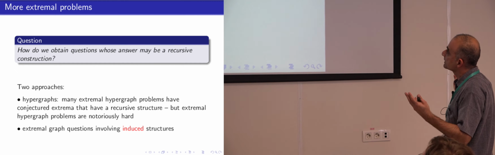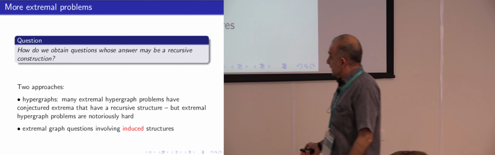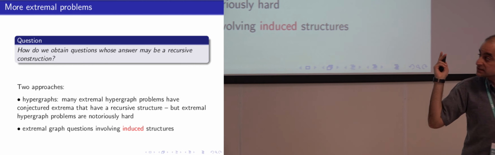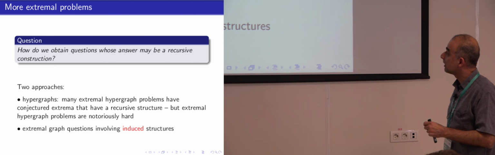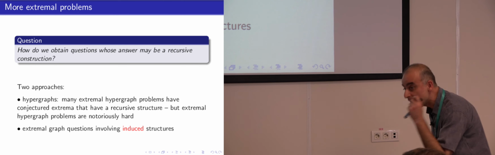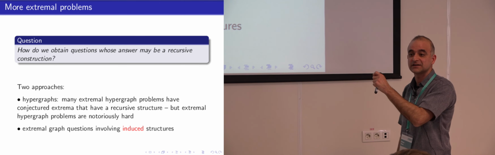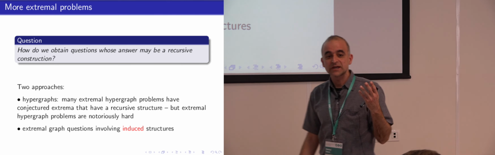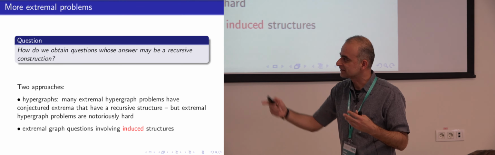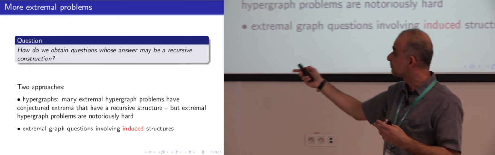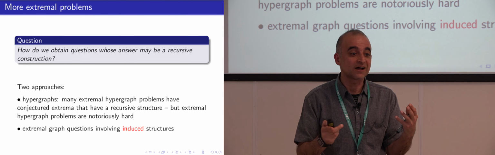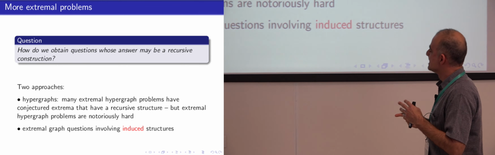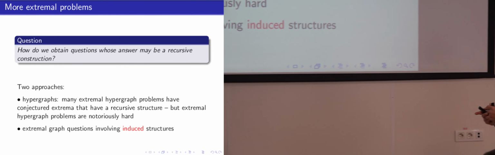How do we obtain questions where the answer may be a recursive construction? Graphs don't work. Hypergraphs are much more complicated things, but it turns out that many basic conjectures about extremal hypergraph problems do have recursive structure, exactly the kind that we need in this g sub k of s. But we don't know the solution to any one of them, right? Just like I said that the number of directed triangles on s points is a quarter of s choose 3. We don't know the answer to this question for any one problem for hypergraphs. So that was not very encouraging.